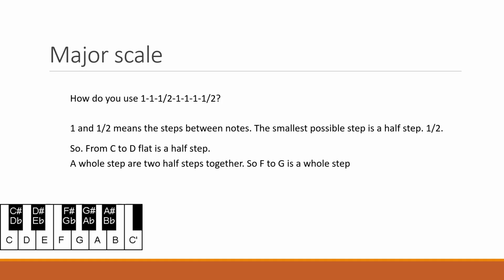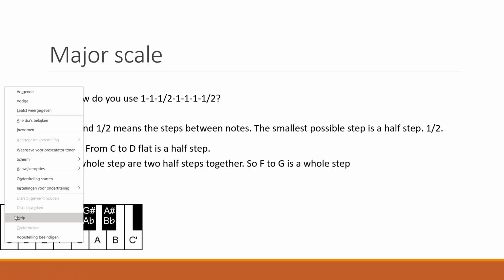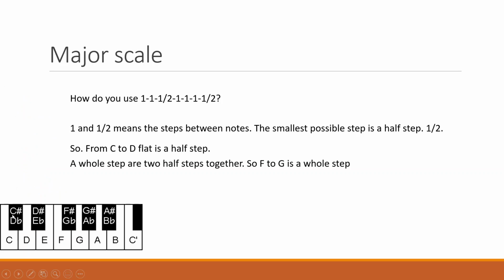1 is a whole step. In England, they call that a tone. And 1/2 is a half step, which in England is called a semitone. The smallest possible step, for example, from C to C sharp on the piano diagram, is half a step. From C sharp to D is another half step. A whole step would be two small steps together. So a whole step from C would go to D, and from D to E.